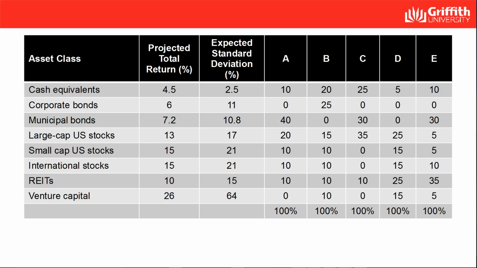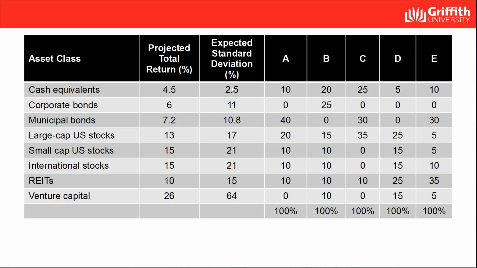Alright, so here we have some data. We have a series of asset classes and their projected total returns and expected standard deviations. Now, when you're gathering your data, you can simply base your projected total return on an average of past returns over the longest period that you can get.